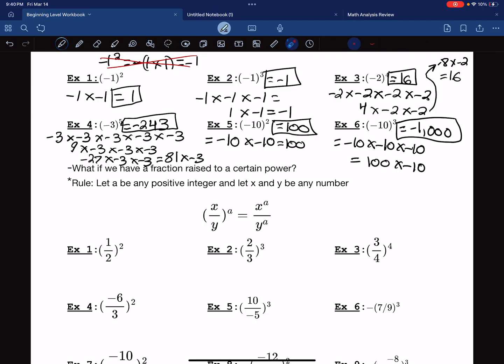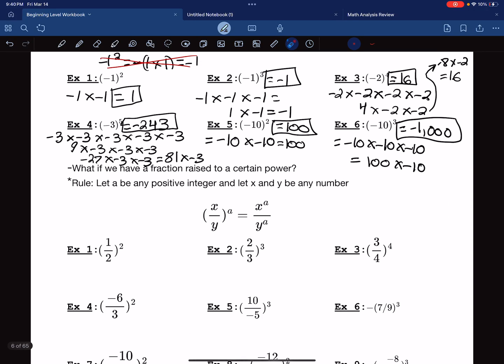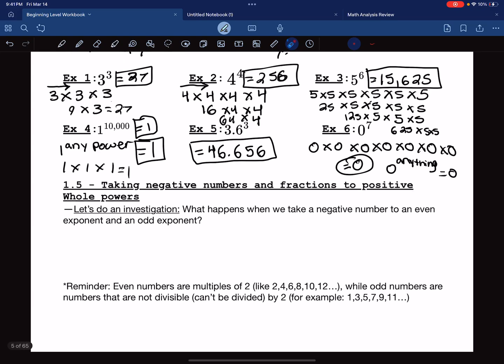And this right here gives us our answer to this investigation that I mentioned earlier. So the question was, what happens when we take a negative number to an even exponent and an odd exponent? And what we found here was that when we take numbers to even exponents, we get out a positive number every time. When we take numbers to odd exponents, we get out a negative number every time. So with that in mind, let's write out a rule here.